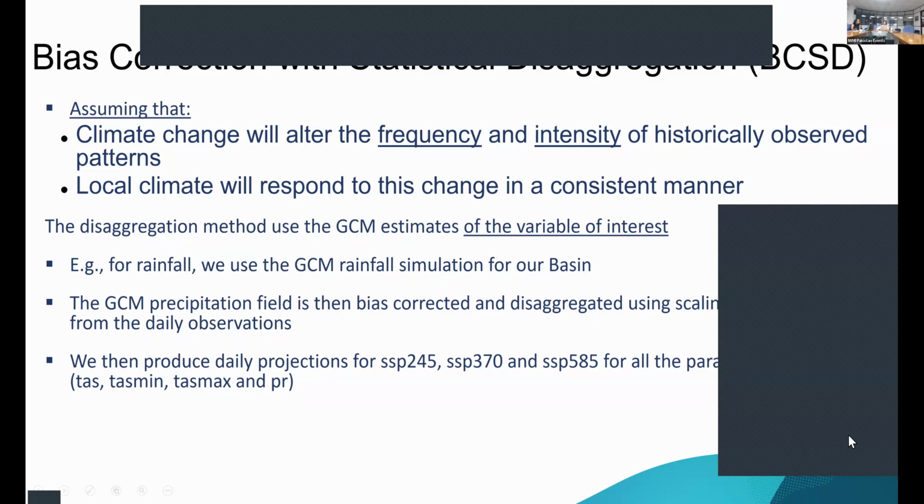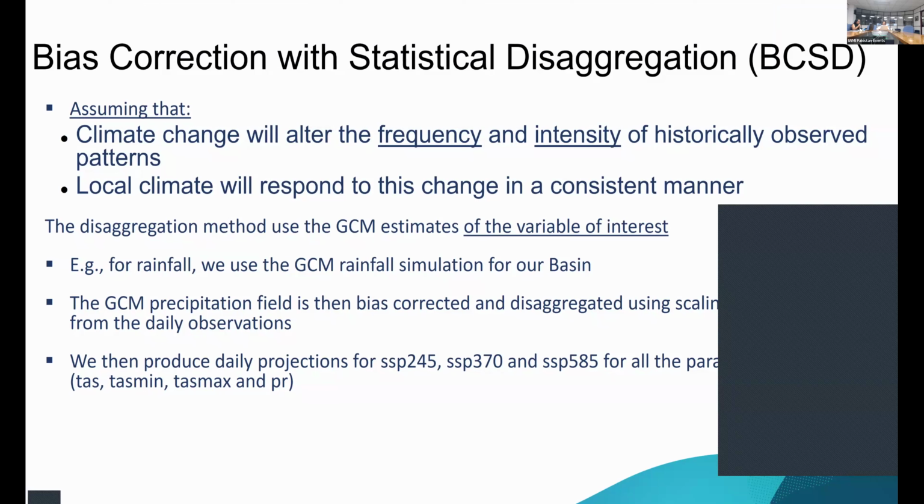First, we start with the GCM estimates for a given variable, like rainfall or temperature. Since these estimates are at a coarse resolution and often contain biases, we apply a bias correction step to align the GCM output with observed historical data. Then we use scaling factors derived from daily observations to disaggregate the GCM data to a finer spatial resolution, making it suitable for local impact studies. For example, in the case of rainfall, the GCM precipitation field is corrected and then disaggregated using scaling factors to produce daily projections at 10 kilometer resolution.